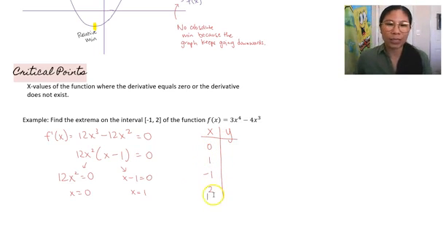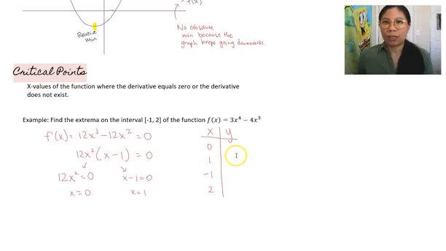We are also looking at our endpoints. We don't have any spots on our graph where the derivative doesn't exist. So that's it for our critical points. Basically, when you make your XY chart, you want to just include critical points and the endpoints.